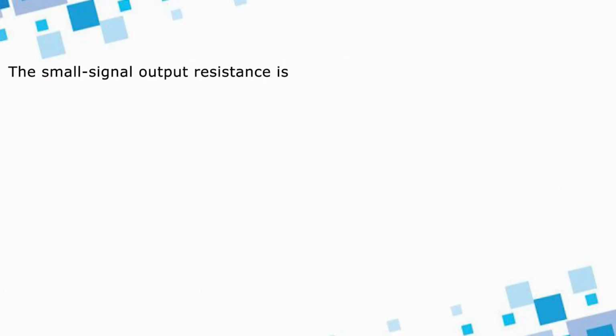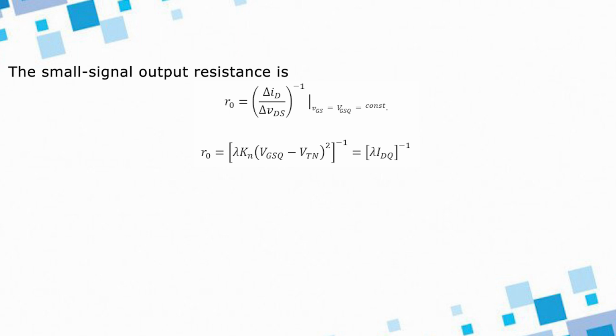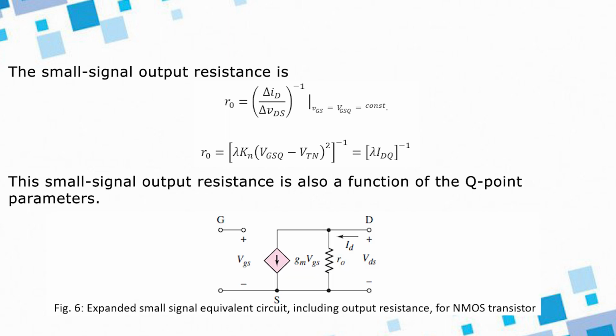The small signal output resistance is given as R0, and here is the equation for output resistance. R0 is given as the inverse of the variation in ID to the variation in VDS. Here VGS is constant, VGS is also equal to VGSQ. R0 is given as the reciprocal of lambda Kn (VGSQ minus VTN) squared. It is also equal to the reciprocal of lambda times IDQ. This small signal output resistance is a function of the Q point parameters.